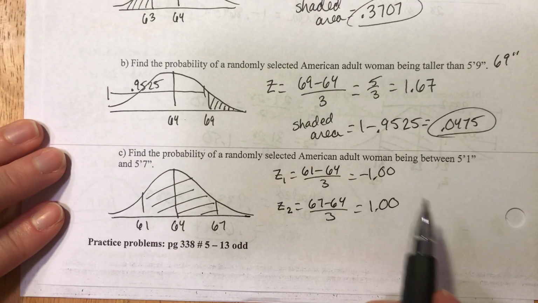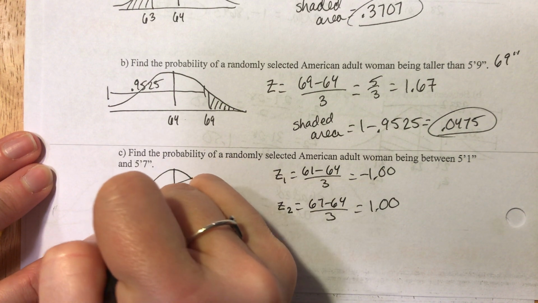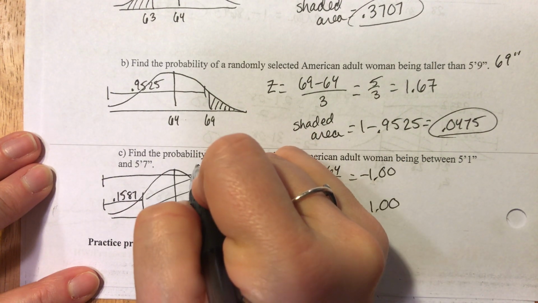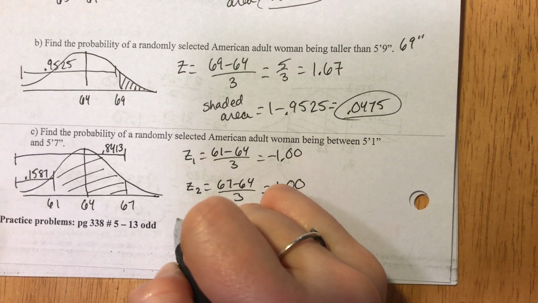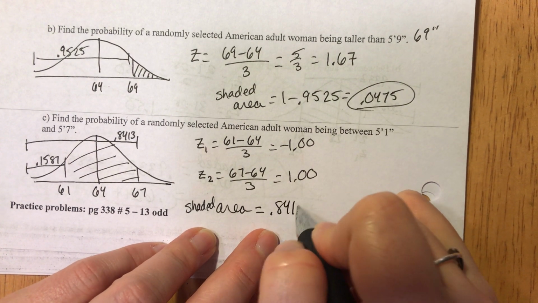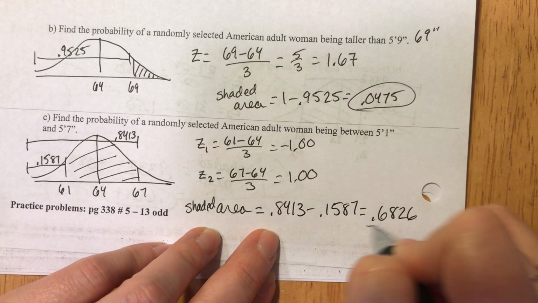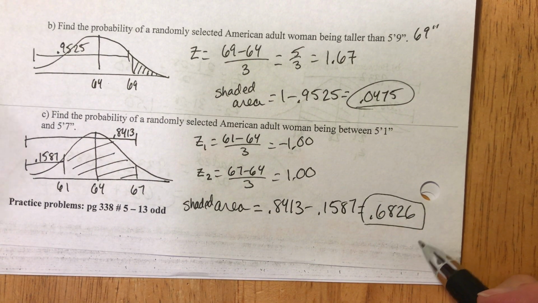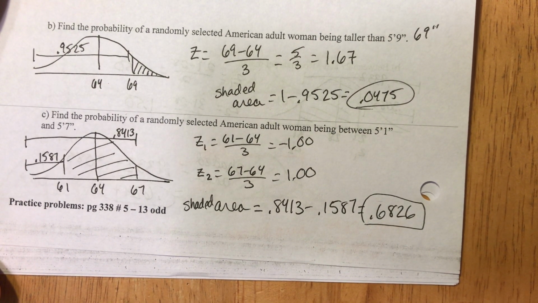When I look up these areas, when I look up negative 1.00, my area that goes here is 0.1587. And then my second area is 0.8413, which means that when I find my shaded area, or my probability of this occurring, we're going to have 0.8413 minus 0.1587, and we're going to get 0.6826, or there is a 68.26% chance that a randomly selected adult woman is going to be between 5'1" and 5'7".